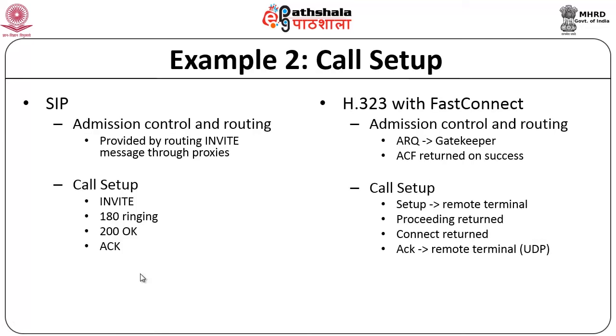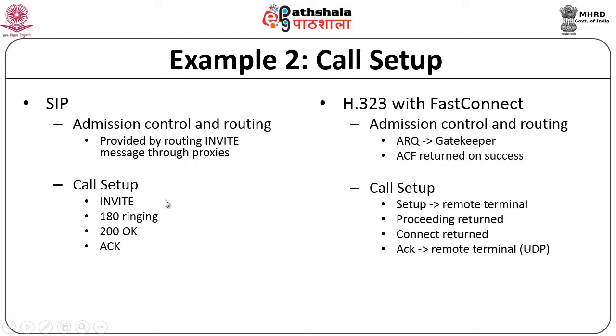Second thing is you can look at the call setup. In the SIP protocol, admission control and routing are done using the invite messages. You have capabilities to route the invite messages through proxies, so admission control and routing is all done with the help of these proxies. In H.323, you can do it using the fast connect mechanism, which does the admission control and routing using the ARQ messages to talk to the gatekeeper, which will return an ACF, a confirmation message, on success.